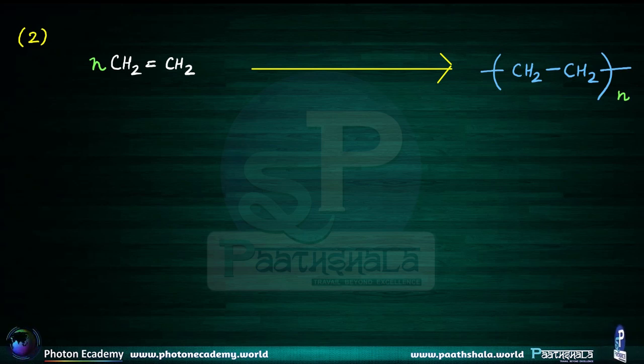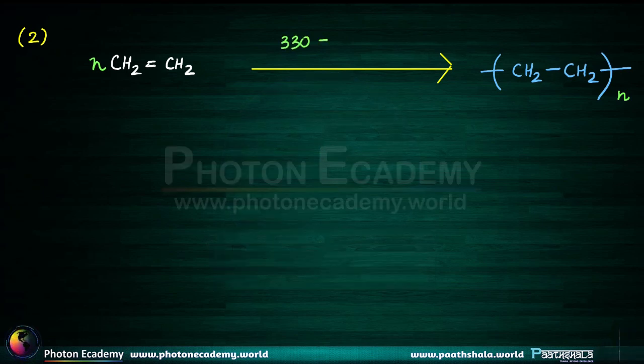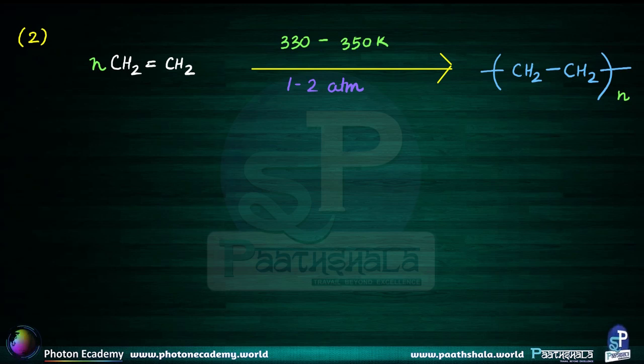Now the conditions here are certainly not similar to the previous case, as here the temperature is from 330 to 350 Kelvin. So low as compared to the previous case. Also the pressure drops to 1 to 2 atmosphere. So a huge difference that we are seeing from the previous case. And a special catalyst we use here, known as Ziegler-Natta. We'll be dealing with it a little later.